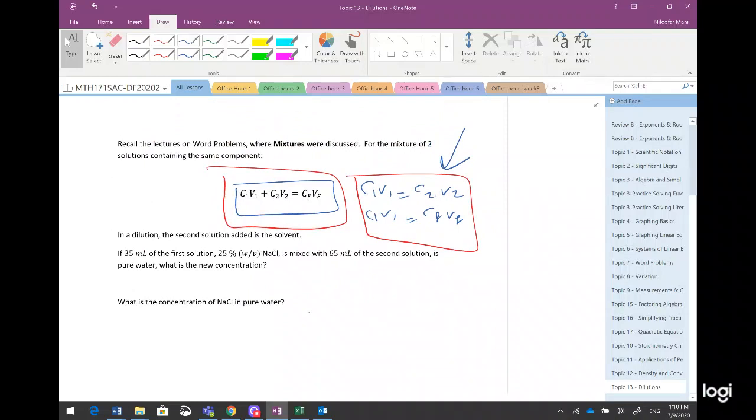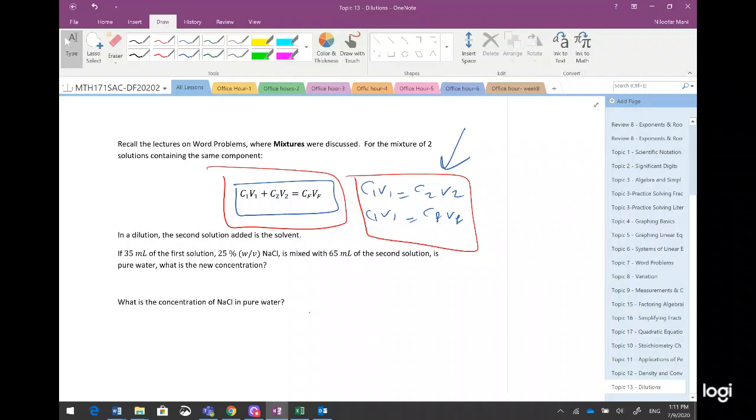So recall the lectures on word problems. We talked about mixtures, mixtures of two solutions containing the same component. One of them had concentration C1 and the other concentration C2, and one had volume V1 and the other volume V2. Then when we added them, at the end we had final concentration CF and V final. And how do we find V? V final is V1 plus V2.